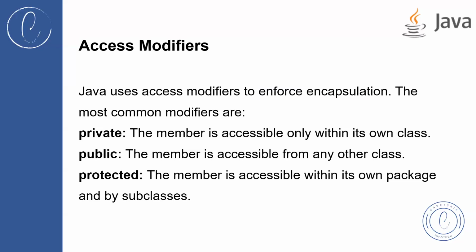So we basically have three types of access modifiers in Java. So what is the use of the private modifier? Whenever we use a private modifier before a method or a field or a class, the member is accessible only within its own class. So the member cannot be accessed outside of its class. So what is a public access modifier? The public access modifier allows a person to access a member from any other class.